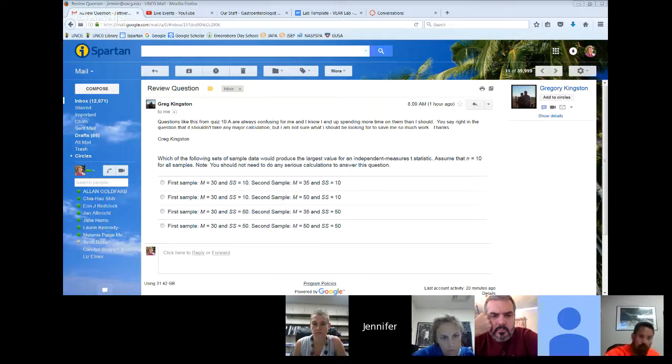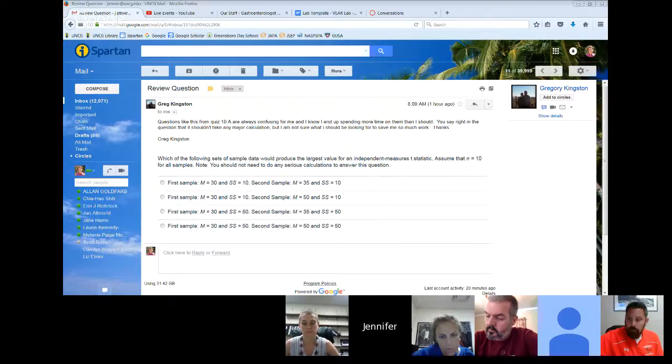So I want variance to be small, so I can immediately throw out the bottom two choices. Now, looking at these two choices, I'm going to find out which one has the bigger mean difference. In choice A the means are 30 and 35, and in choice B the means are 30 and 50. So the choice that gives me the biggest mean difference and the smallest variance is choice B. If I knew the sample size, and it's given up here, you could actually calculate it, and you would find that choice B is the one that gives you the biggest t-statistic.